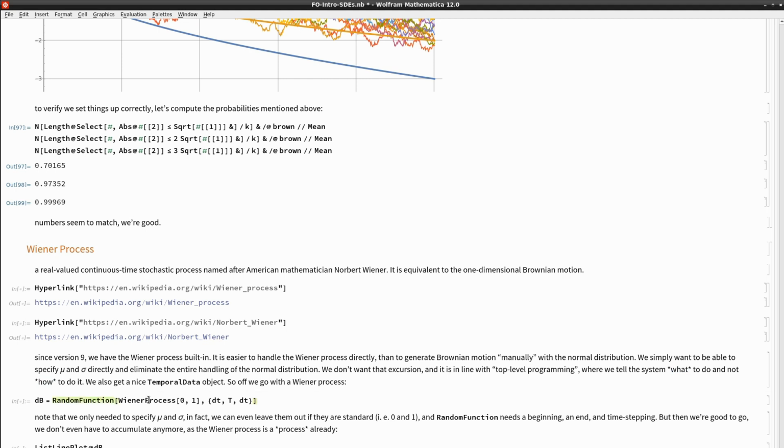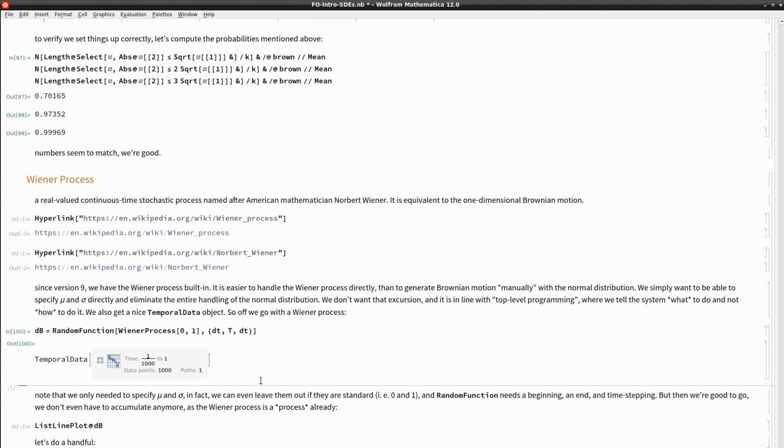I simply want to be able to say, I want a Wiener process. I don't want to have to generate a large number of random number samples, and then create the Brownian motion on my own, or create the Wiener process on my own, right? Top-level programming means telling the system what to do and not how to do it. I don't want to have an implementation myself. So if we do this here, we also get a nice temporal data object. So off we go with the Wiener process.